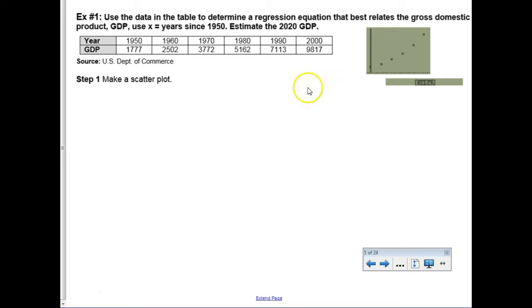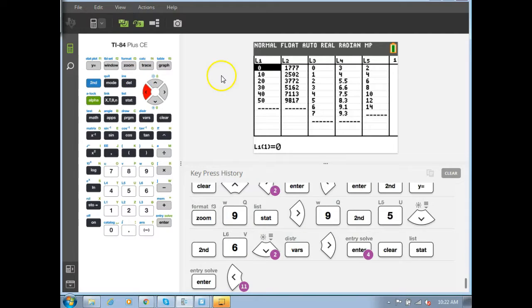Could you please get your data for this first example entered into list 1 and list 2? We know we don't use calendar years in data, so we're going to call 1950 year 0. So 1960 is 10, this is 20, this is 30, 40, and 50. I'm going to pause my video, and the watcher is also going to pause their video and enter the data. I have a lot of data here because I have all the data for the rest of the worksheet, but list 1 and list 2 is where I put the data for our table.